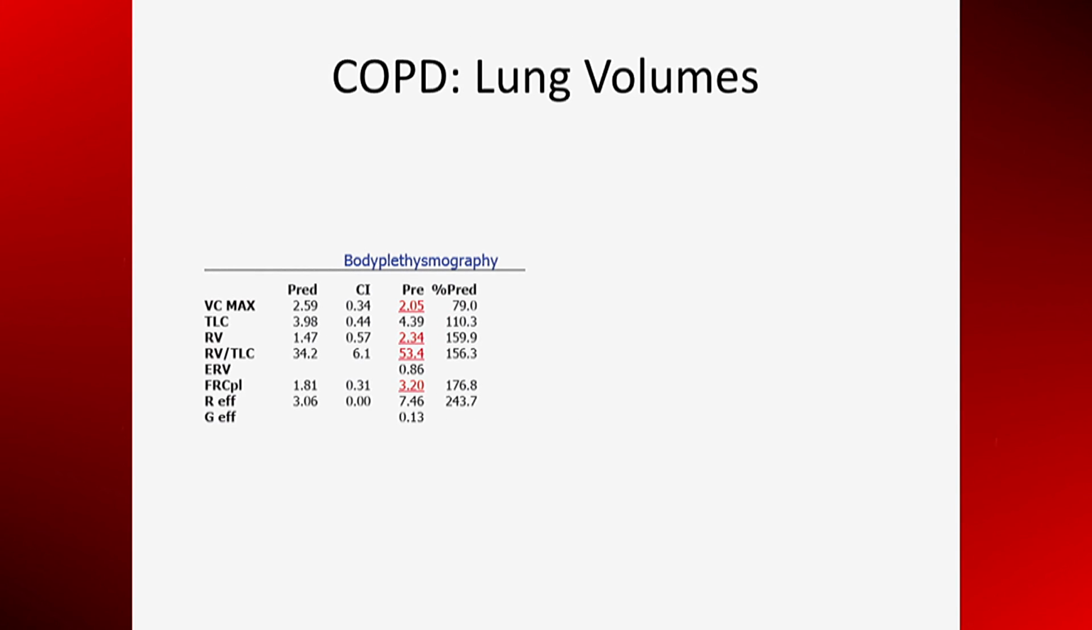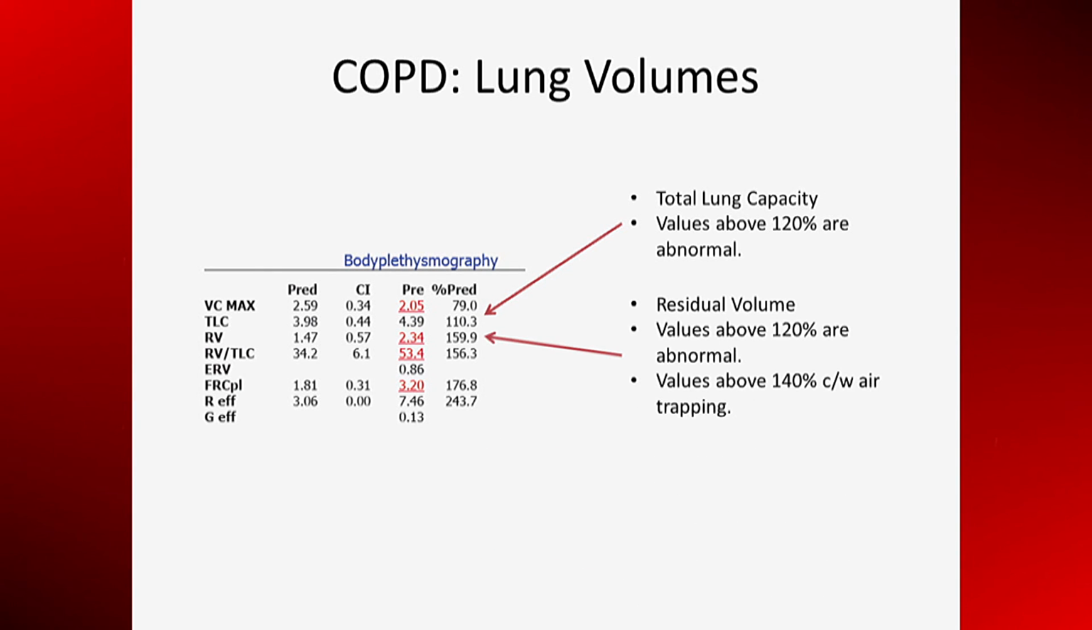Lung volumes increase as airflow obstruction gets worse. This is called hyperinflation. If the volumes exceed 140% of predicted, this meets the threshold for air trapping. This is an arbitrary distinction. We see that the total lung capacity is still within the limits of normal. We see that residual volume is elevated and is greater than 140%. This is consistent with air trapping.